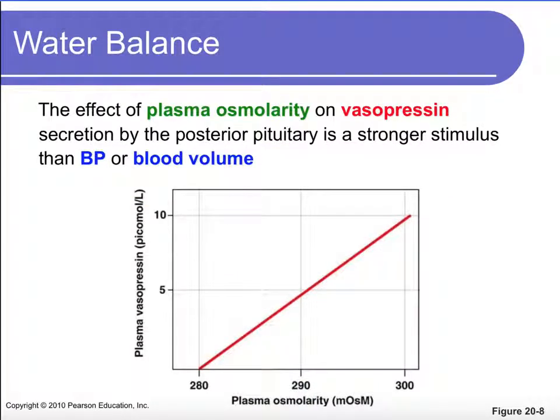Okay, out of the three stimuli, blood volume, blood pressure, and osmolarity, blood osmolarity happens to be the most important. So what you can see is as osmolarity rises above 280, the higher it goes, you will release more and more vasopressin. It's a very strong stimulus, and that's because when we change blood osmolarity, remember, water follows solutes. And so when osmolarity changes, we're really going to start to change where water goes in our cells, whether it goes into our cells or out of our cells. And that's going to cause our cells to either shrink or swell. And we've already discussed how we really don't want that to happen to our cells because then they become dysfunctional.